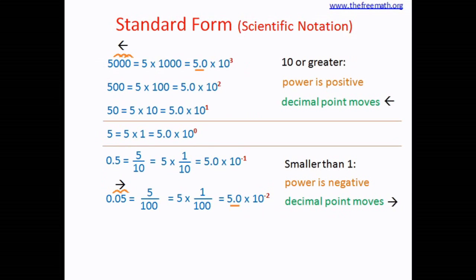And you know what happens when the number is in between 1 and 10. Then the power of 10 is always 0 and the decimal point does not move.